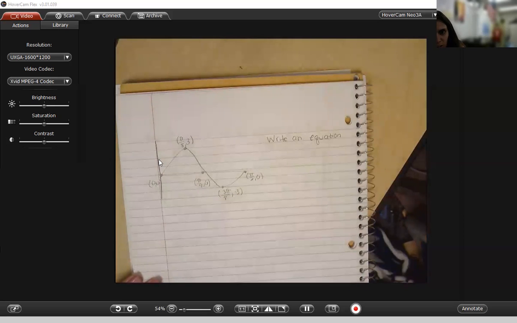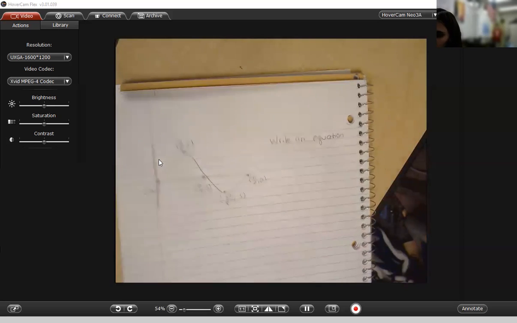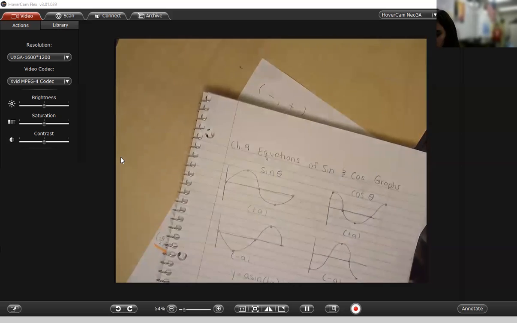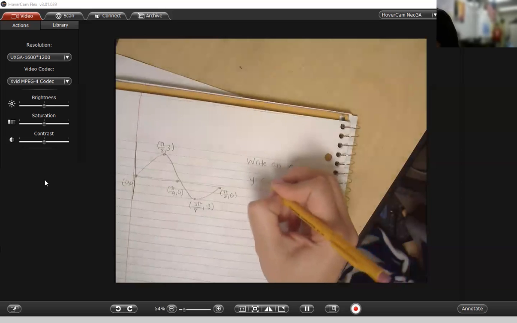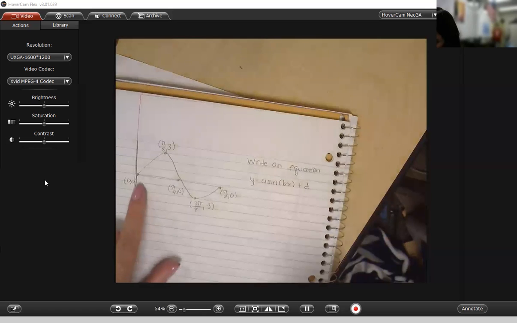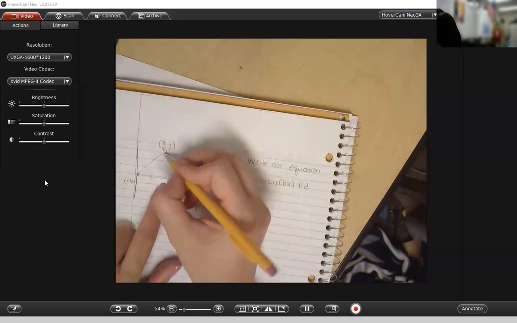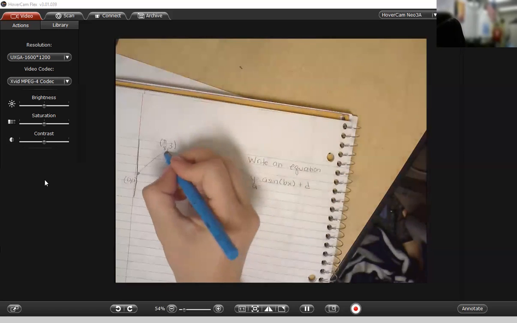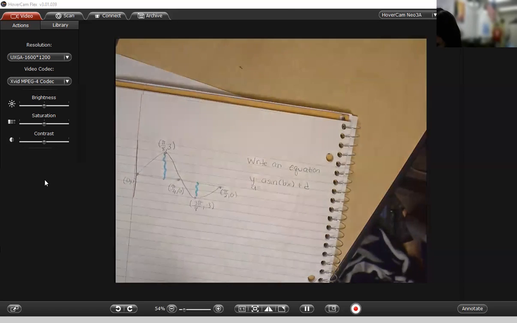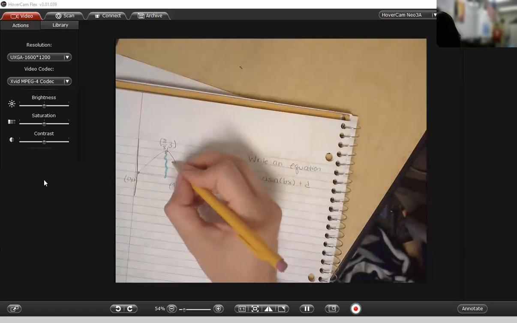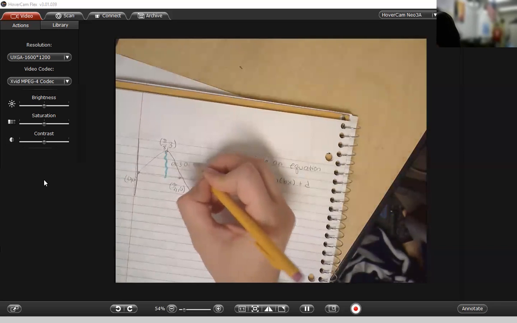So my first step, I want to know if it's sine or cosine. And again, I'm starting at the midline, so it's sine. I start at the midline, and then I go up. So it's a positive sine graph. So I'm going to have y equals A times the sine of Bx plus D. All right, let's figure out my A value. Between my midline and my maximum, it's going to be the same here and here. That distance is 3 minus 0, which is 3. So my A value is 3.